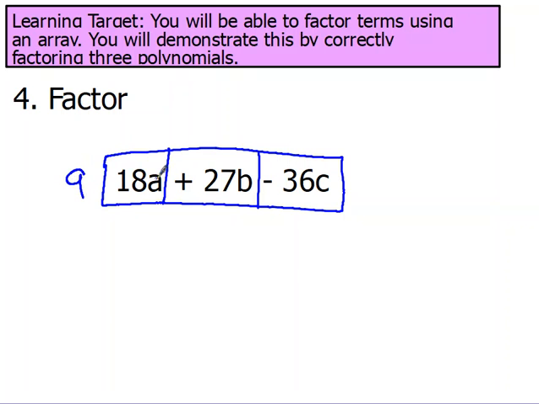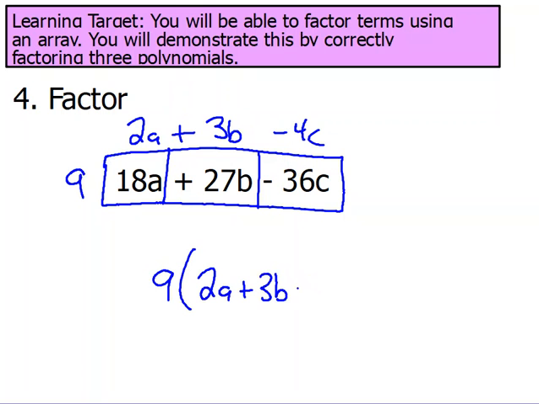Then 18A divided by 9 will leave 2A. 27B divided by 9 will leave 3B. And negative 36C divided by 9 will leave negative 4C. And then I do want to take the time to rewrite it in that parentheses with the 9 in the front. So that right there will be the final answer.